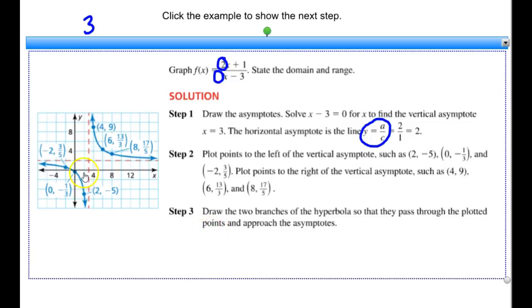And then again, I can look at what my asymptotes are to help me determine my domain and range. We had my vertical asymptote at x equals 3, so I know that my domain is going to be all real numbers except x equals 3. And the range, right, my asymptote was at y equals 2, so my range will be all real numbers except 2. So that's the easiest way to find the domain and range from these.